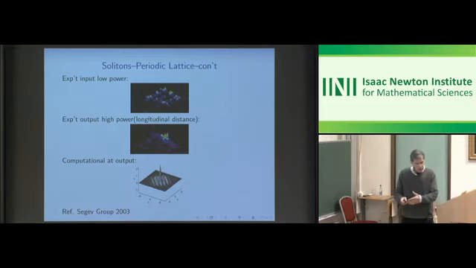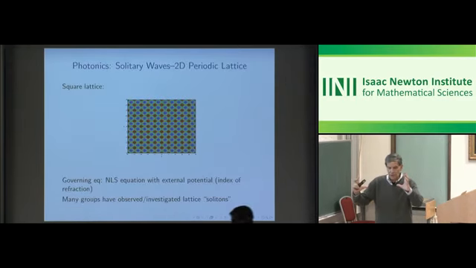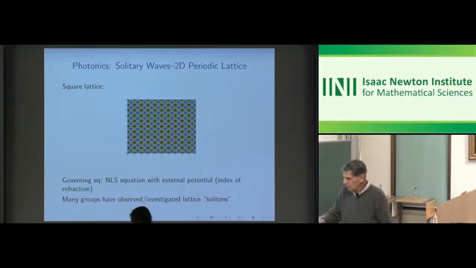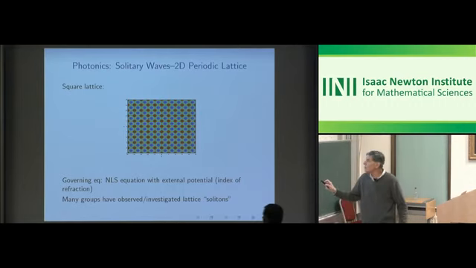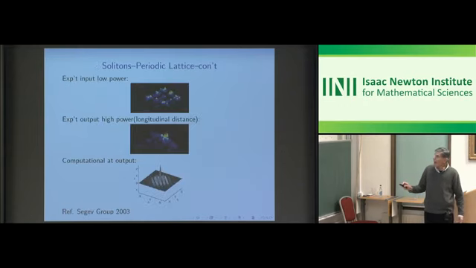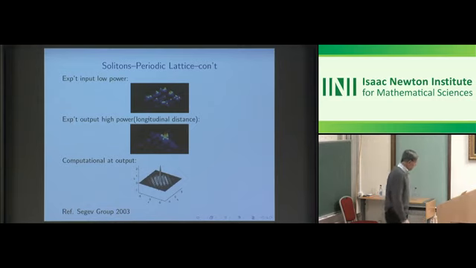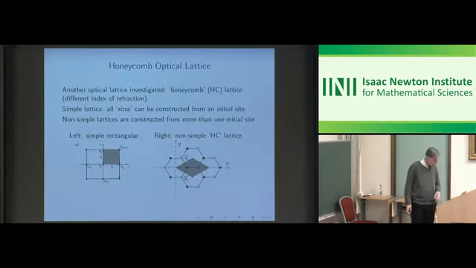Weak input power, let me go back here, you have optical material along a structure with different indices of refraction according to this structure here. Input weak, output, it diffracts. Input strong, it coagulates to what they call a discrete or lattice soliton, a lattice solitary wave. These are not integrable to our knowledge.